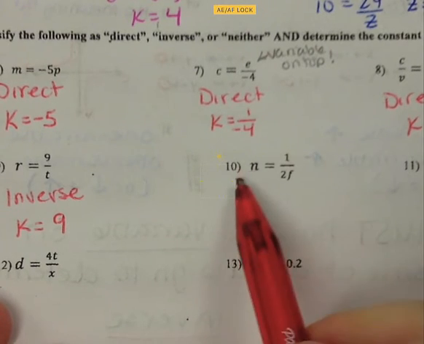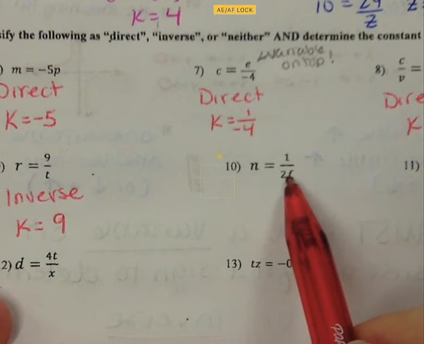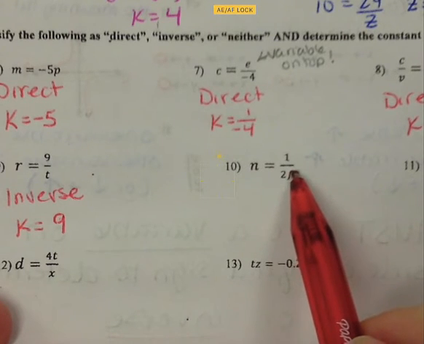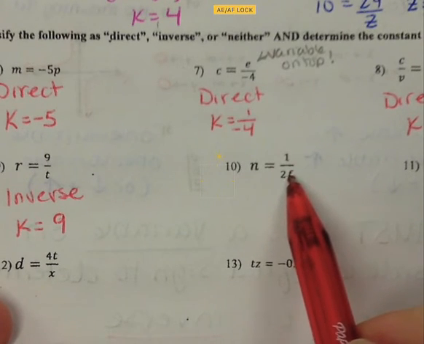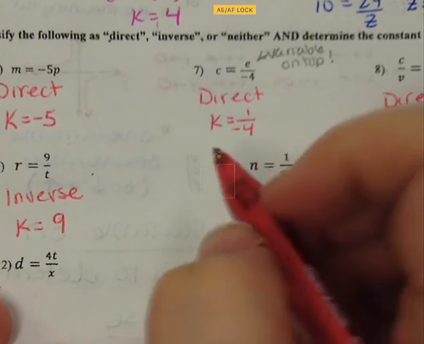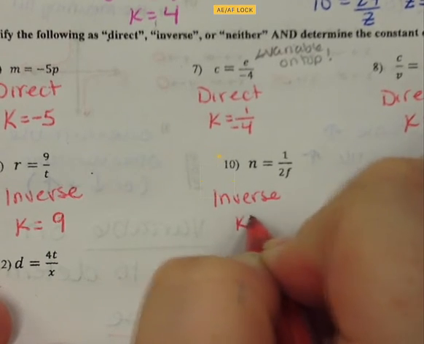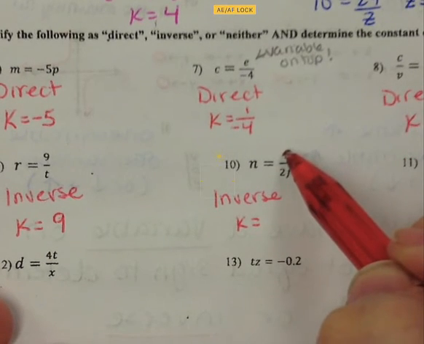On number 10, we have n completely alone. So we look to where the f is located. The letter f is in the denominator, so it's divided by f, not multiplied, it's divided by f. So that means that this is an inverse variation. And k equals, the top number is 1, the bottom number is 2, so 1 over 2.